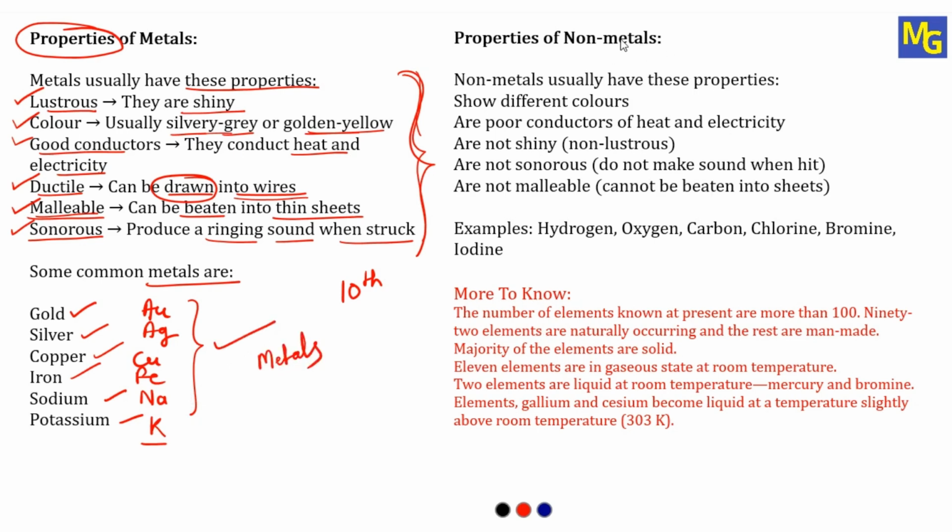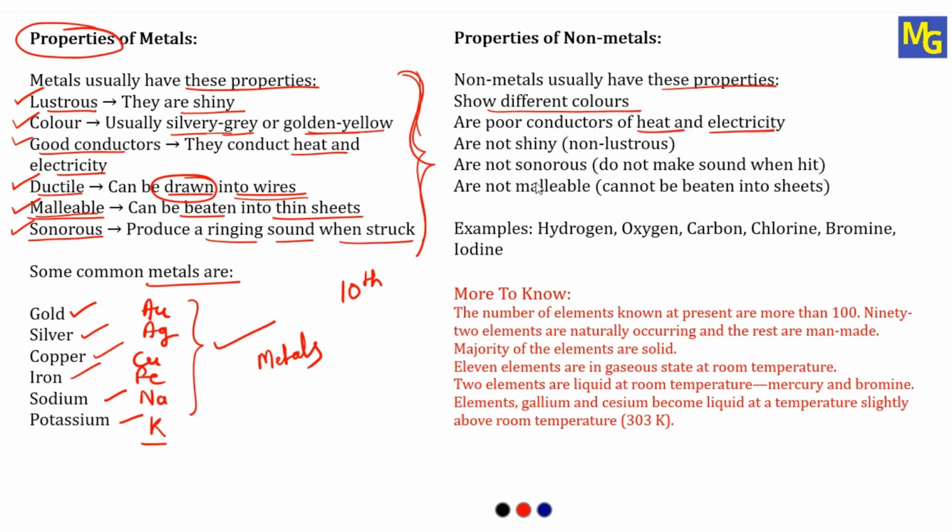Now we will see the properties of non-metals. Non-metals usually have all the following properties. First one, they show different colors. So non-metals we can get in different colors. Especially you have seen here, metals have silvery gray or golden yellow, but non-metals we can see in different colors. They are poor conductors of heat and electricity.